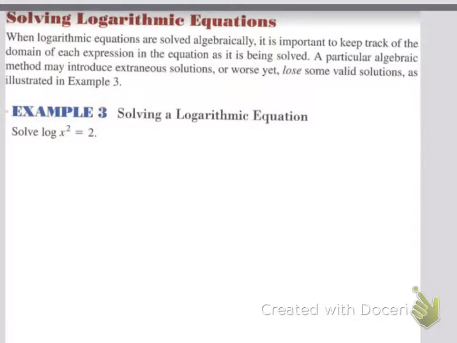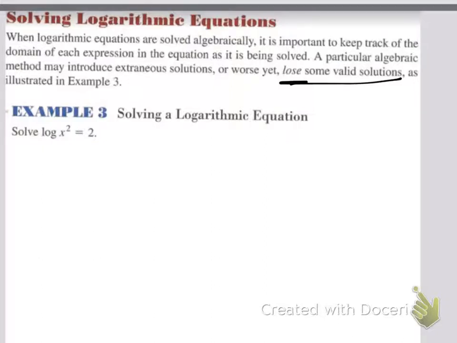Alright, so we're going to solve this using 3 different methods. And with the last one we're going to lose a valid solution, and hopefully I'll explain to you why that is. But the first two methods here are going to work. So solve log of x squared equaling 2. For the first method, we're going to use the one-to-one property of logarithms.